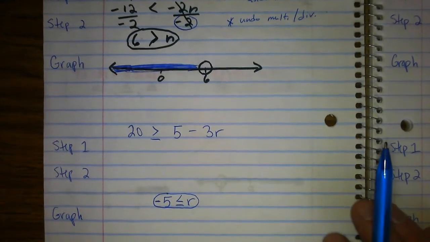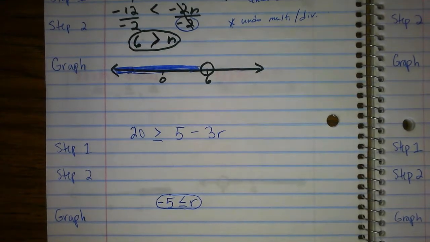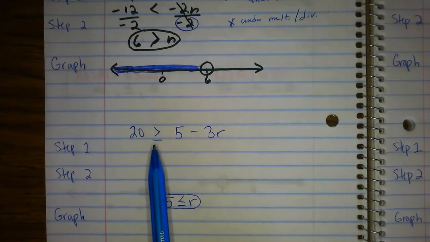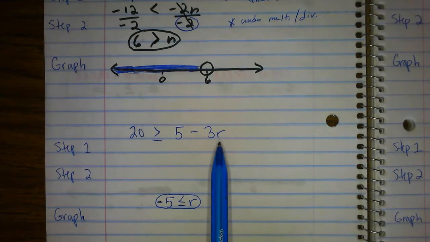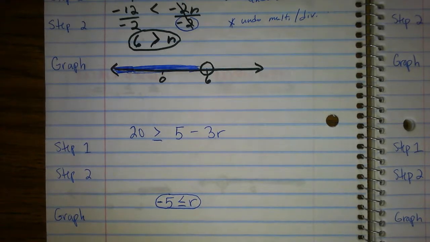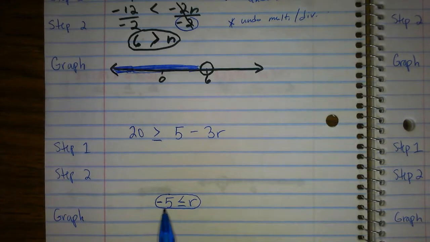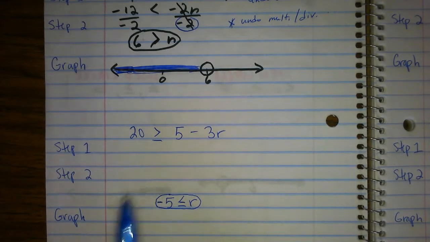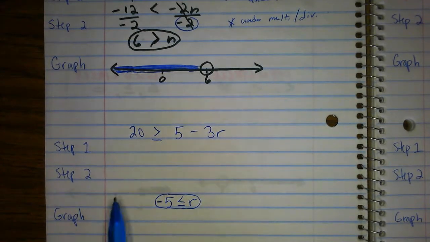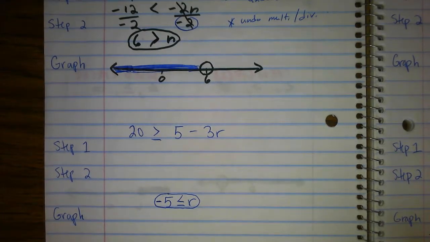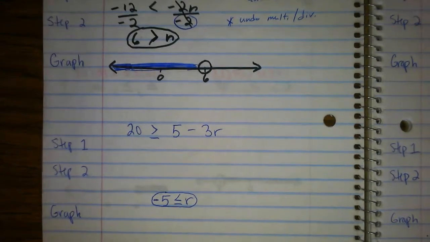Down below I have another one for you. You can pause the video and copy it down. The problem is 20 is greater than or equal to 5 minus 3r. And I have the answer here for you. This is the correct answer. Negative 5 is less than or equal to r. So I solved it. That's the correct answer. But I want you to fill in steps 1 and 2 and see if you get the same answer that I did. And then also I want you to graph this answer just like I did up here. So pause the video if you need to. Do your work and get it in your notebook.